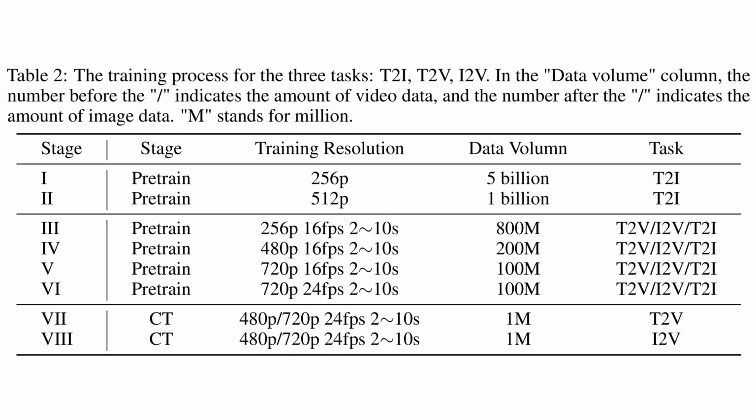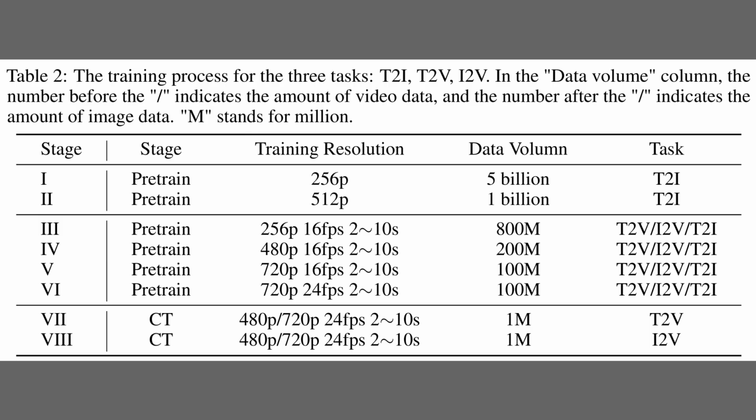So after the high-resolution pipeline, Table 2 spells out how the model actually learns across stages. The first 2 stages pre-train only text-to-image at 256p and 512p using huge datasets, 5 billion and 1 billion images. Stages 3 to 6 then mix text-to-video, image-to-video, and text-to-image, gradually increasing resolution, frame rate, and video length. The final 2 stages switch to continuing training, with just text-to-video and image-to-video at 480 and 720p, so the model focuses on motion quality and temporal coherence.